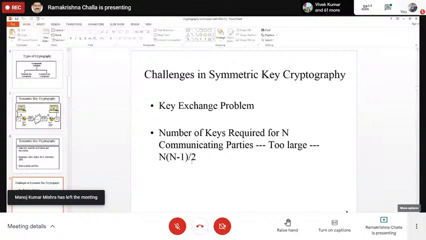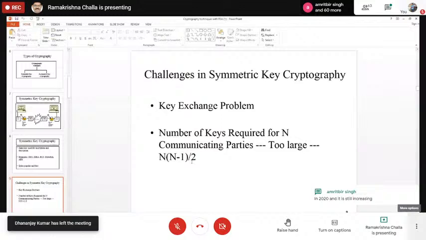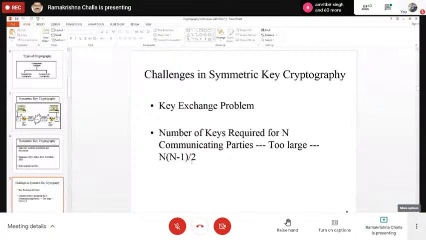So how many crores of keys are required? n is 300 crores. 300 crore means 300 into 10 to the power of 7, because 1 crore has 7 zeros, 1 followed by 7 zeros. So n is 300 into 10 to the power of 7, multiplied by 300 into 10 to the power of 7, divided by 2. So what is this number? Anybody?